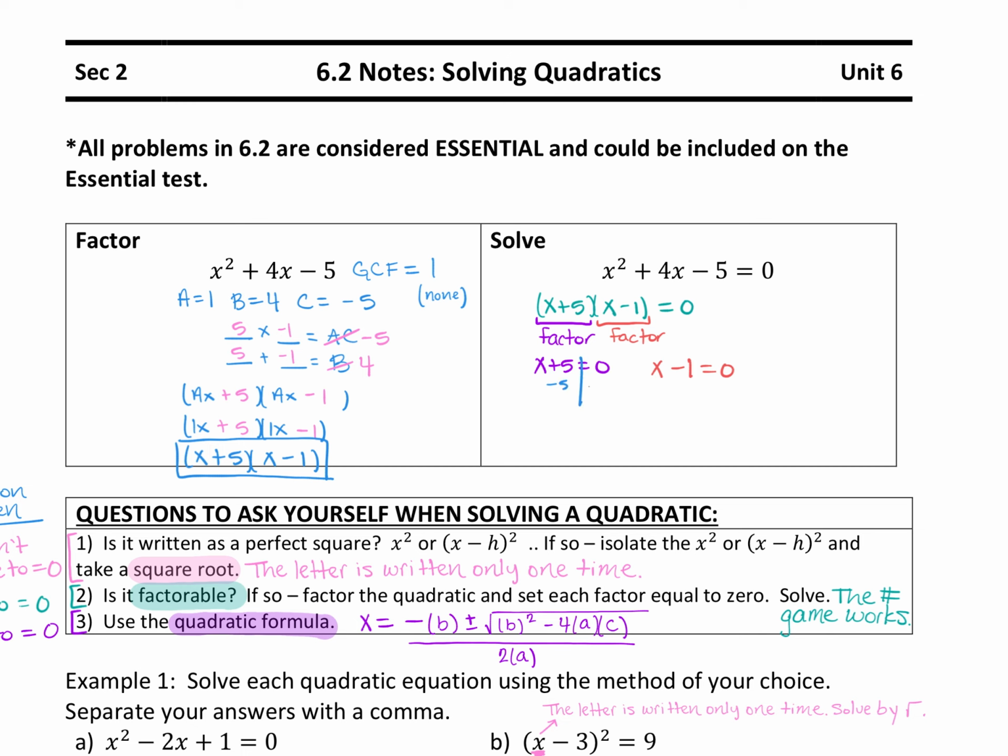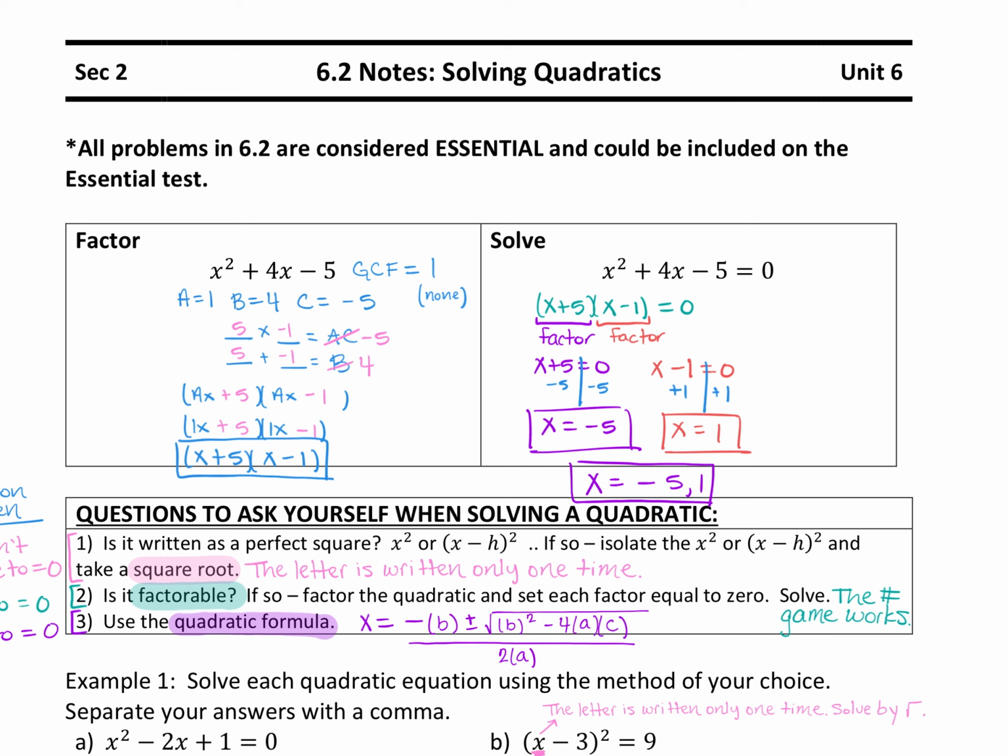Undo the add 5 by subtracting 5. So x is equal to -5. And solve for x by undoing that subtract 1 by adding 1 to both sides. So x is equal to 1. So our two answers are -5 and 1. You could also write it as x equals -5 comma 1. Either way is correct. Notice again, factoring has parentheses and solving are just numbers.